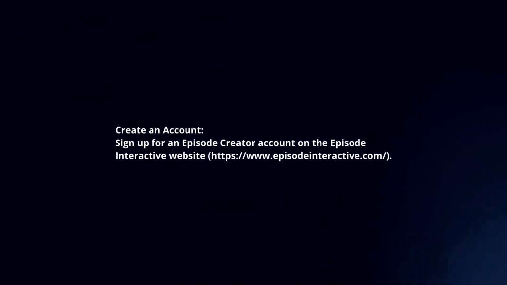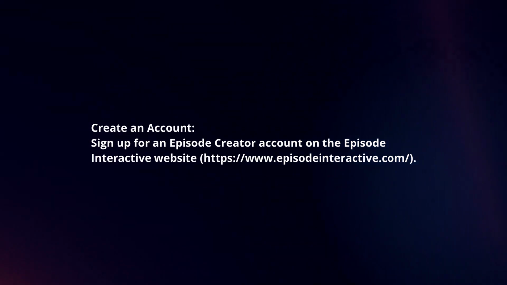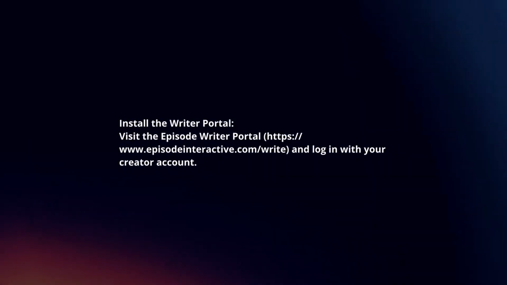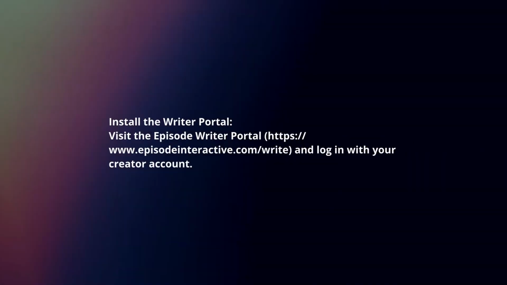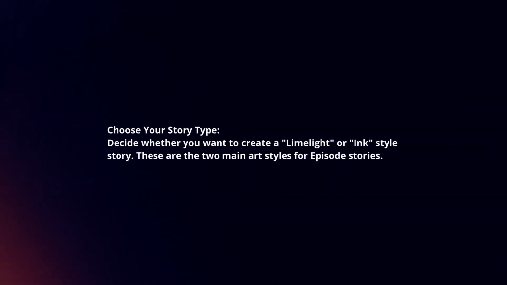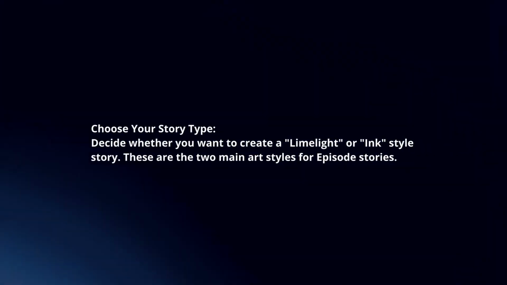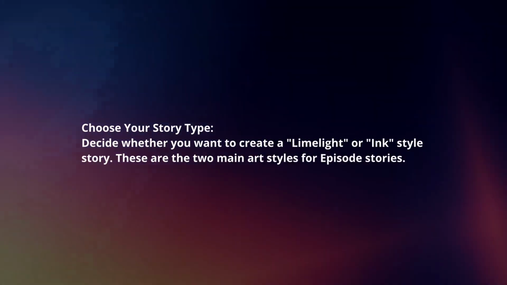Create an account. Sign up for an Episode creator account on the Episode Interactive website. Install the Writer portal. Visit the Episode Writer portal and log in with your creator account. Choose your story type. Decide whether you want to create a Limelight or Ink style story. These are two main art styles for Episode stories.